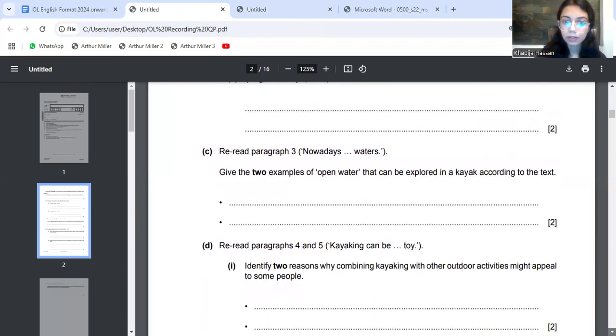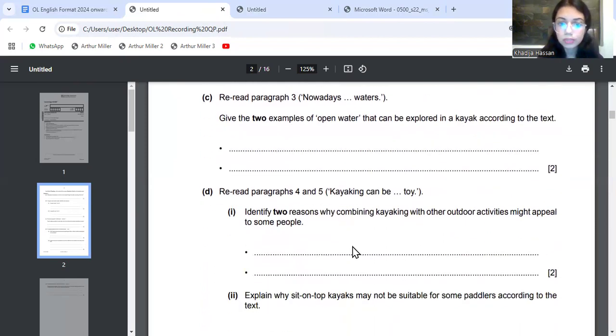All right, we read paragraph 3. Nowadays, waters. Give the two examples of open water that can be explored in a kayak according to the text. All right, so in a question like this, you first need to be very clear on what they mean by open water, right? Two examples of open water that can be explored in a kayak according to the text. So pretty much everything is from the text, nothing is from you. They didn't need to write that, but they did.